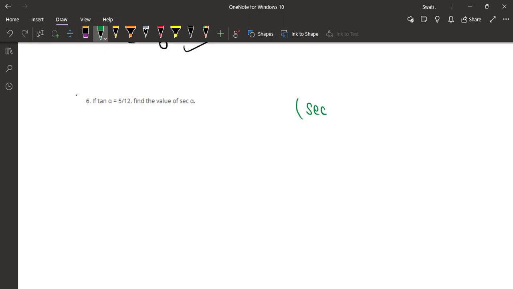First is sine square theta plus cos square theta is 1. Second is sec square theta minus tan square theta is 1. And the third one is cosec square theta minus cot square theta is 1. Here we are going to use the formula sec square theta minus tan square theta is equal to 1. So using this formula, I can write down sec square theta minus tan square.